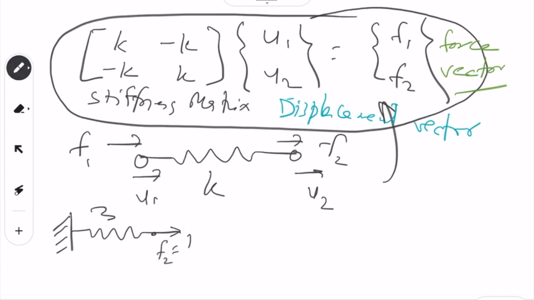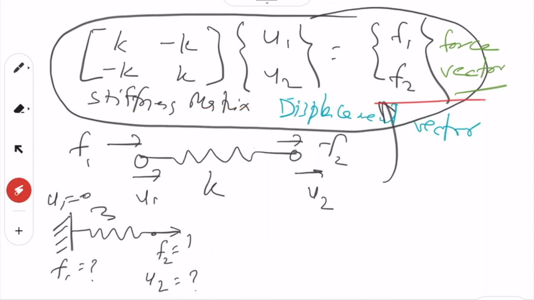So, what is given here? F2 is equal to 1. F1 do we know? We do not know what it is, we have to find out. But what we know is U1 equal to 0. Why? Because this is fixed. Here we have to find out U at the right end, so U2 is unknown. We can use that equation to solve this. We are going to put these things in this matrix system and solve it. So, how will we do that?